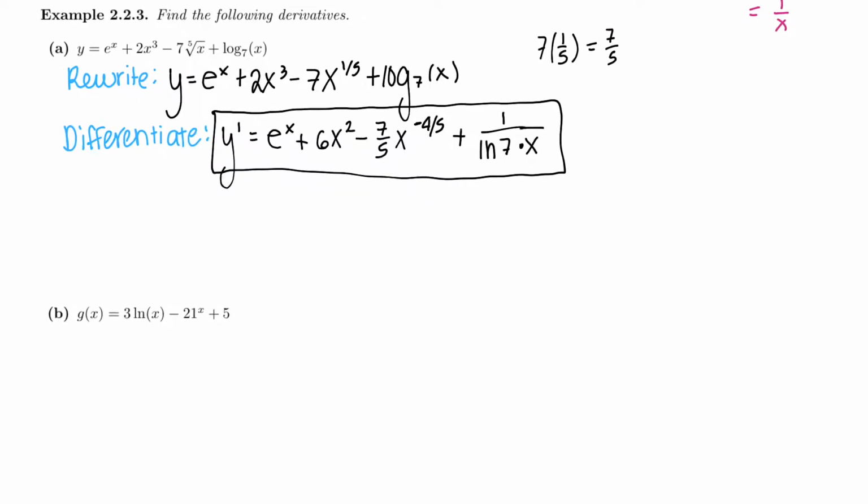For the next example, we have 3 ln x minus 21^x plus 5. We don't have anything we need to rewrite, but for 21 raised to the x, we need to remember to use the derivative of a to the x, where a, in this case, is 21. It's not negative 21. That's really important to know because a has to be positive. So a is 21, not negative 21.